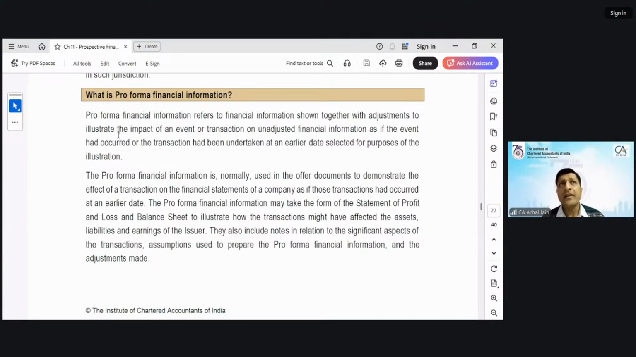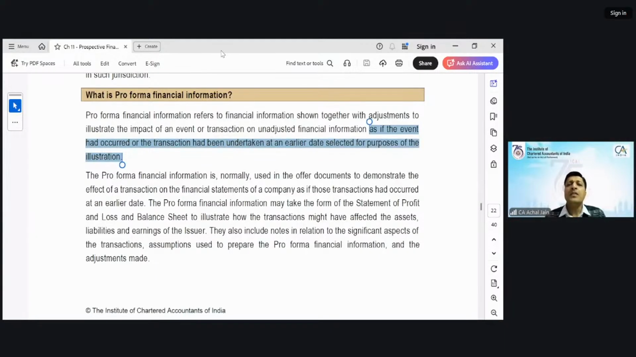Now, in respect of that, you are just trying to reconstruct the numbers. Of course, when that transaction will take place, the numbers will automatically change. But today, you are just trying to illustrate that if, let's suppose, this transaction gets executed, this is how the numbers are going to look like. Okay. So to illustrate the impact of an event or transaction on unadjusted financial information, as if, now this is the important part, as if the event had occurred or the transaction had been undertaken at an earlier date selected for the purposes of illustration.